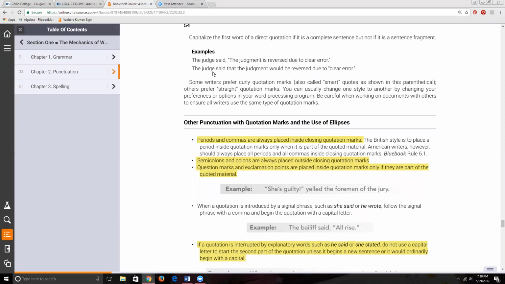Sometimes though you don't take a complete quote from a document. You just take a snippet, a phrase, even a word or two. In that case, you're not going to capitalize the first word of that particular quote. Here we have, the judge said the error would be reversed due to clear error. This obviously isn't a sentence, so we're not going to capitalize the C here. But when we're doing a whole sentence, we're going to have to follow all of this rigmarole.